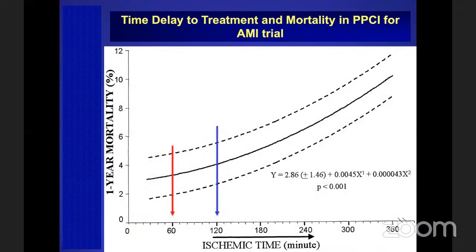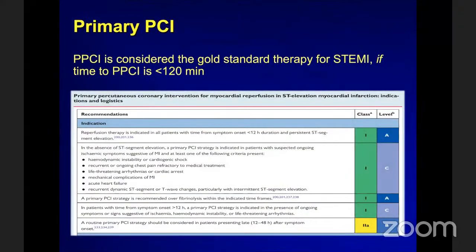This is another diagram showing the critical value of time in reperfusion to mortality and morbidity for patients with acute coronary syndrome. If we see here this curve, and we see the red arrow at the first hour of ischemic time compared to 2 hours of ischemic time compared to 3 hours of ischemic time, the worst prognosis was beyond 120 minutes, or 2 hours, of ischemic time. Primary PCI is now the standard, or gold standard, therapy for ST elevation if time to primary PCI is less than 2 hours.